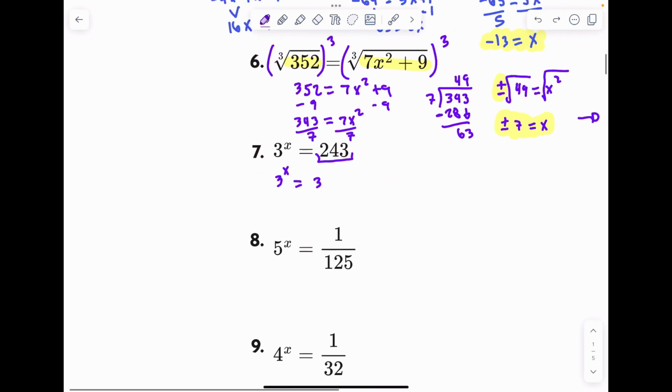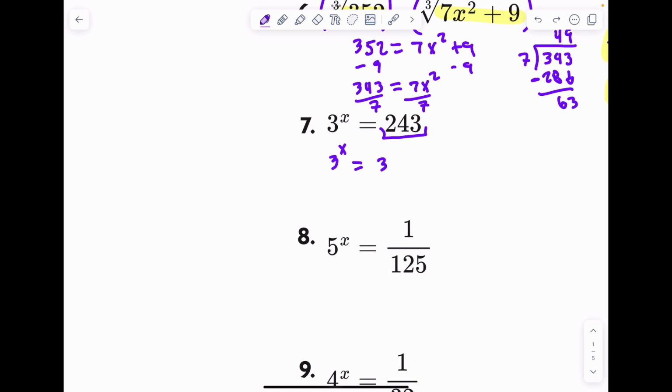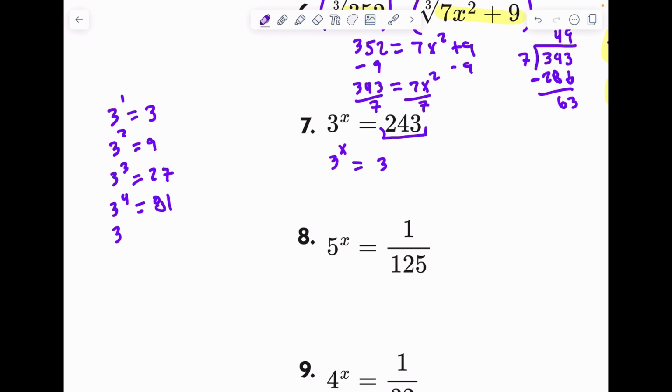I actually don't think it's, well, it's important to memorize your powers, but this one's a little bit high. So 3 squared is 9, 3 cubed is 27, 3 to the power of 4 would be 81. This is 81. And then 3 to the power of 5 is, ding, ding, ding, 243, right? So the important number here is that this is 5.